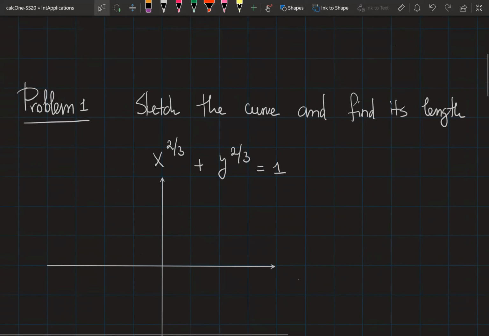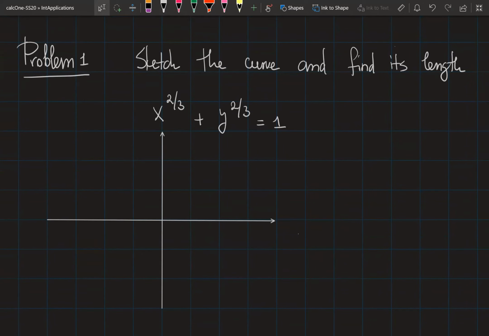The first problem is a little bit difficult. We are given the curve. We first of all need to sketch this and then find its length. The curve looks really strange and difficult, but at first glance, it looks like the equation of the circle, right? If you remember, the equation of the circle was x squared plus y squared is equal to 1. So it should be a closed curve.